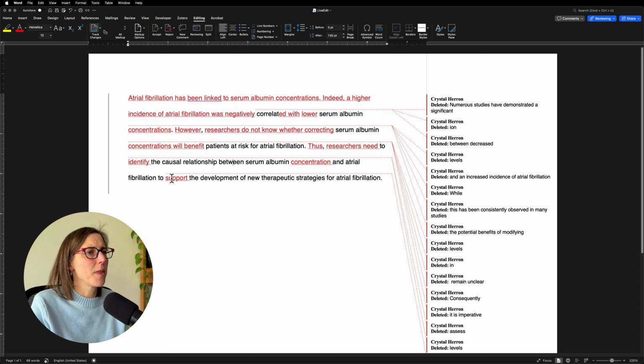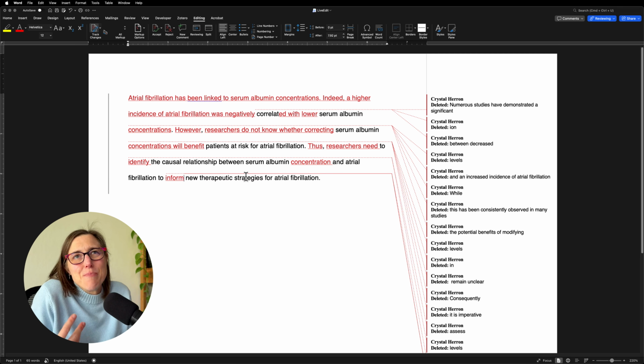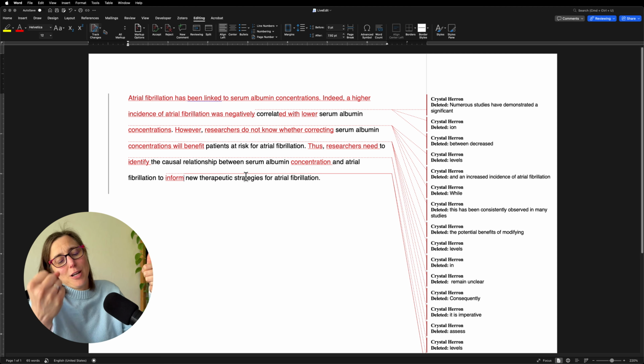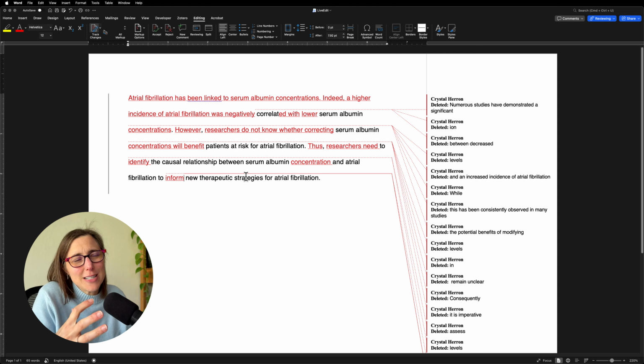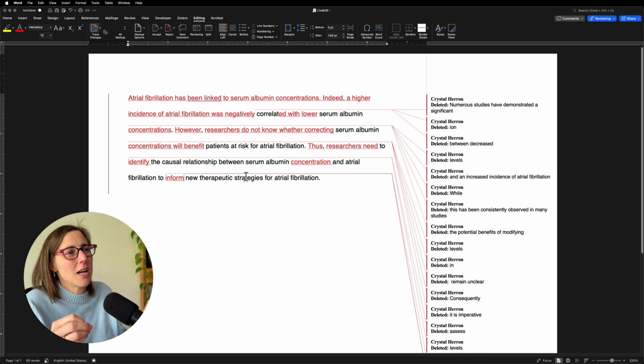I'm actually going to go with what we saw last week with ChatGPT, and I'm going to take out this whole bit and just say "to inform." And I think we capture everything. We lose that persuasive support, but we also get rid of the nominalization that drains persuasion, right? So we boost it up with support and then we drain it with development. So if we take them out and add "inform," I think it's a good balance, and it captures the essence, the meaning with this word. So we have "to inform new therapeutic strategies for atrial fibrillation."